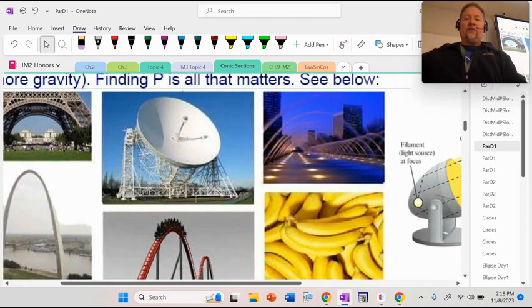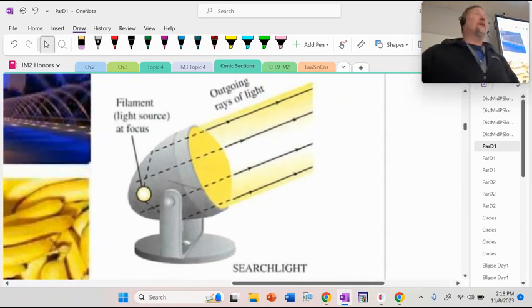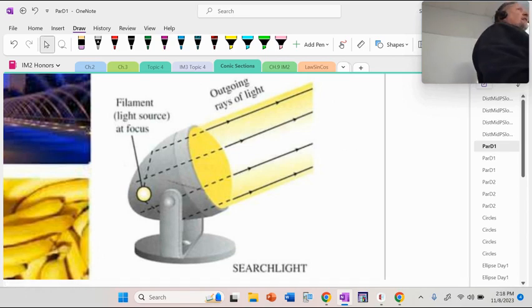That's just water, but bananas. I don't know, I was just getting crazy with pictures that look like parabolas. Anyone ever see a flashlight? Is McDonald's in there? Are the golden arches on there? Oh no! I should have put that in there.